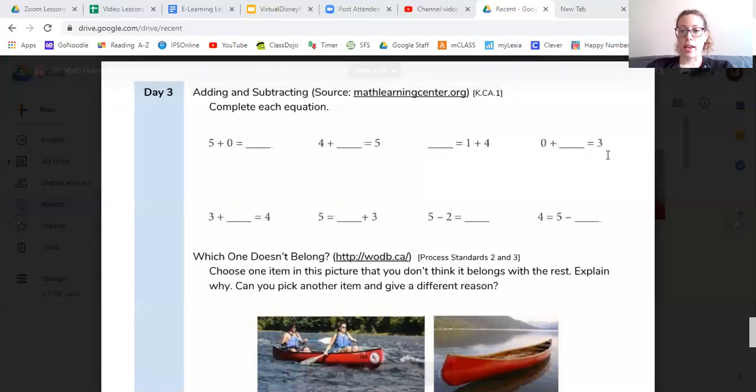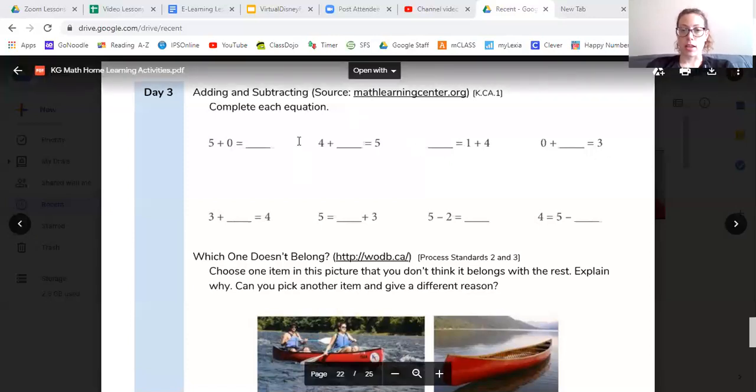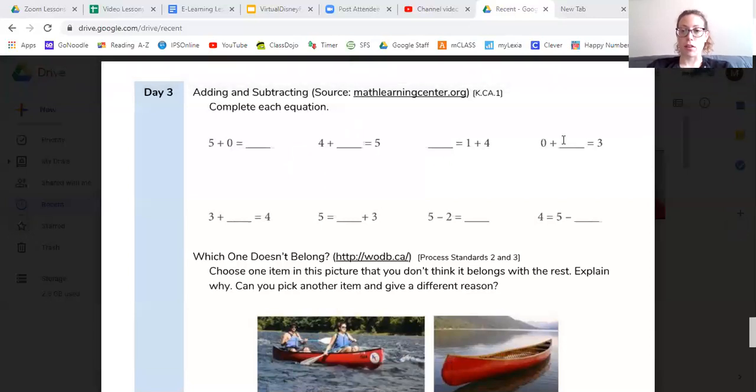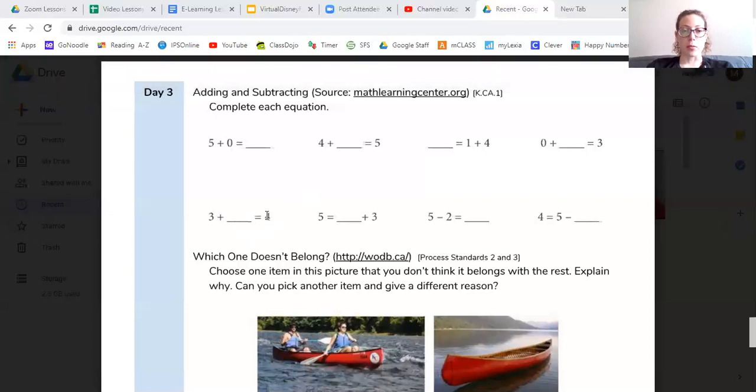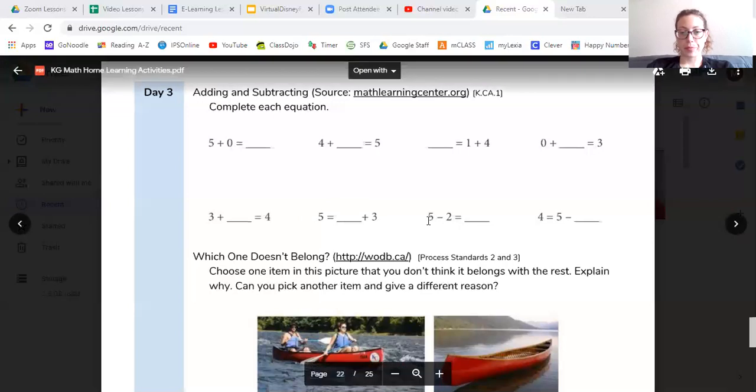0 plus blank equals 3. So just like this problem, you're going to solve for our part. We have our whole, and you need to solve for the part. 3 plus blank equals 4. Again, we have our whole, and we need to find our missing part. 5 equals blank plus 3. Our whole is 5, and we're finding our missing part.